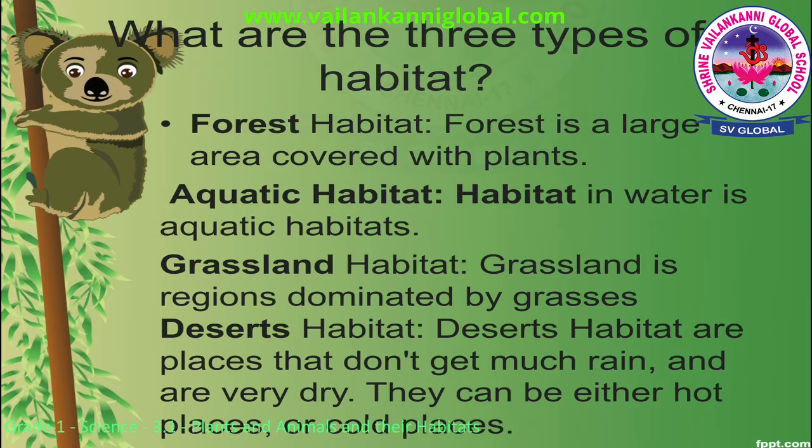What are the types of habitats? Forest habitat. A forest is a large area covered with plants. Aquatic habitat, or we can call it ocean habitat, is in water, which has all sea animals. Grassland habitat is a region dominated by grasses and trees. Desert habitats are places that don't get much rain and are very dry. They can be either hot places or cold places.